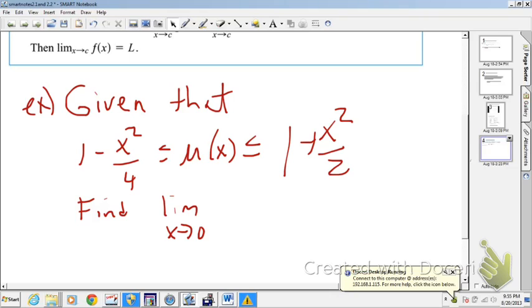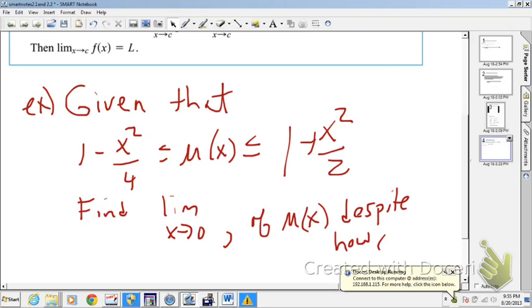And no matter how complicated u of x is, so even though we don't know what u of x is, we know something about the sandwich theorem. So find the limit as x approaches 0 of u of x, despite how complicated the function may be. Okay, well, let's start off with the drawing.